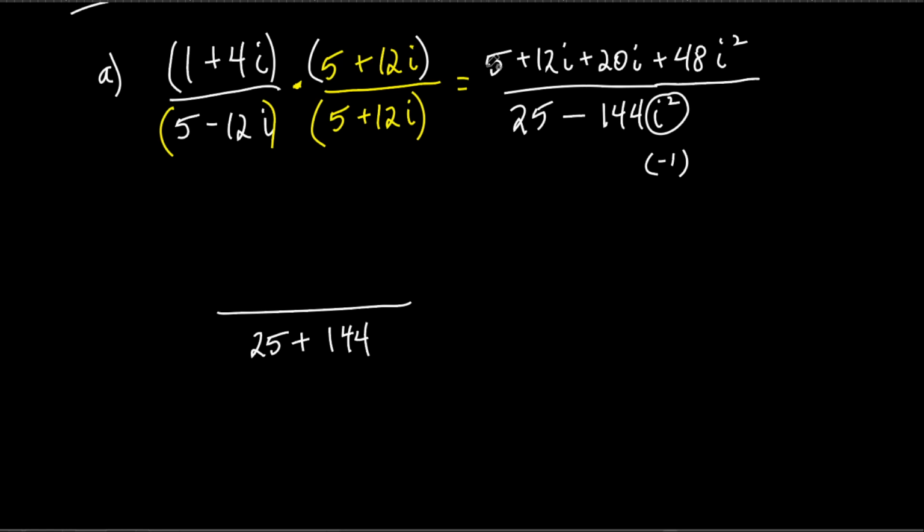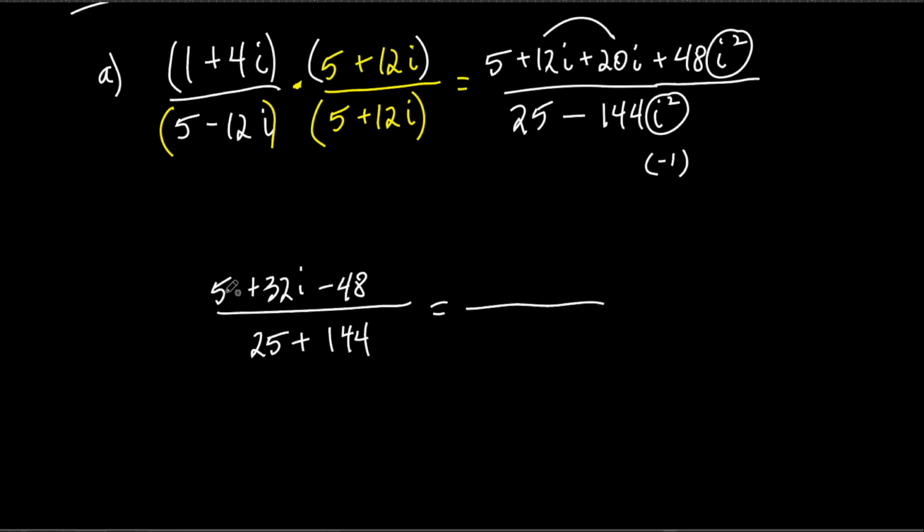What about the top? I got a 5. Do I have any other just like regular plain numbers? No. So I got a 5. Let's add these two together because they're like terms because they both have an I in it. So what's 12i plus 20i? 32i. What about this one? It would be negative 48. That's right. Why negative 48? That looks like a plus to me. Well, I squared is negative 1. So that makes this a negative 48. Agreed? You following along? Okay.